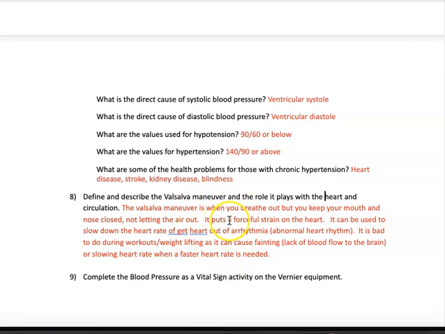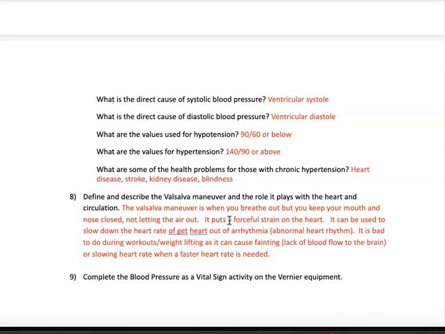Number 8, the Valsalva maneuver we'll discuss, is basically when you breathe in, you breathe out, but you don't let the air out. You actually close your glottis, which we'll talk about when we get to digestion and respiration. You don't let the air out. So you take air in, you breathe out, but you keep it in. And what that does is put pressure against the heart.